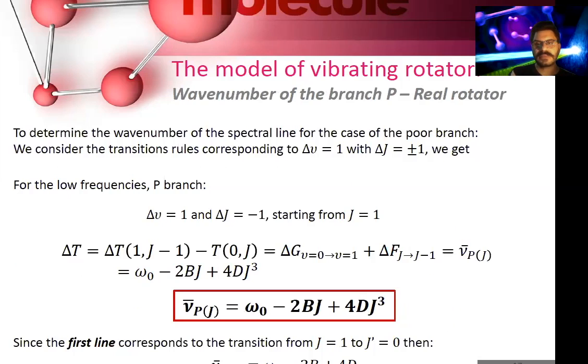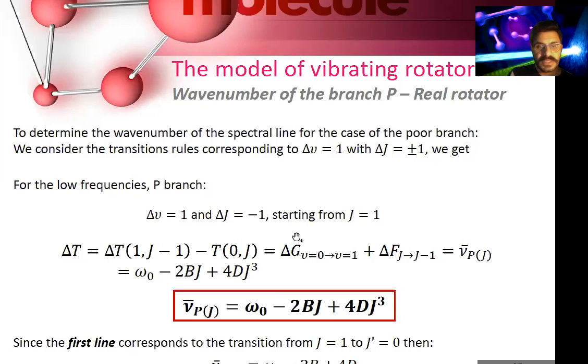Again, we do the same thing. For delta J equal minus 1, I repeat, we are in the situation of first approximation, so we consider no interference between rotation and vibration, and we consider the case where the rotator is real, so there is a centrifuge correction. We do the same calculations. For delta V equal plus 1, delta J equal minus 1, this will give us the P band lines, but it starts at J equal 1.